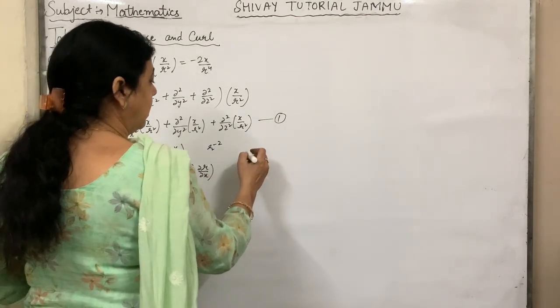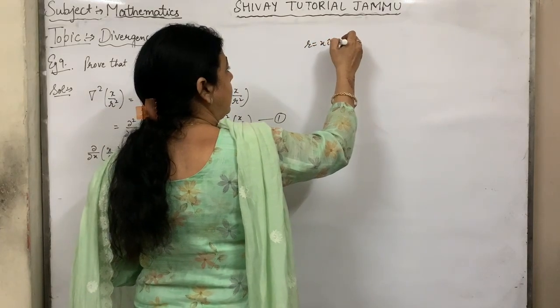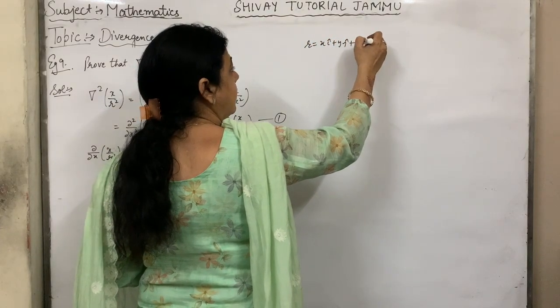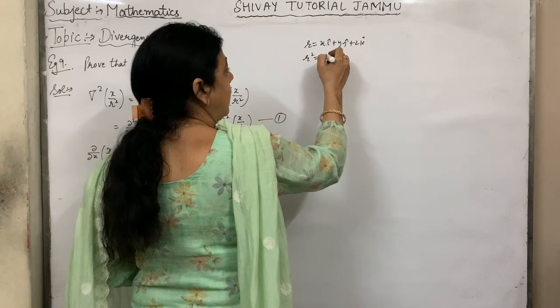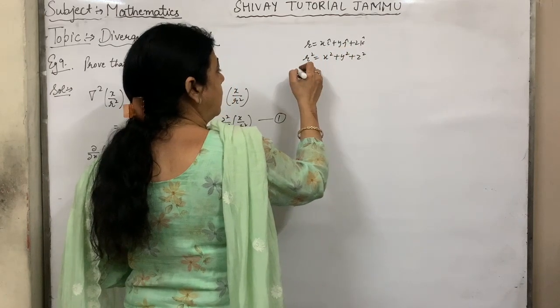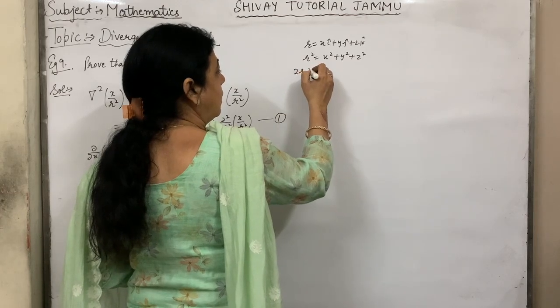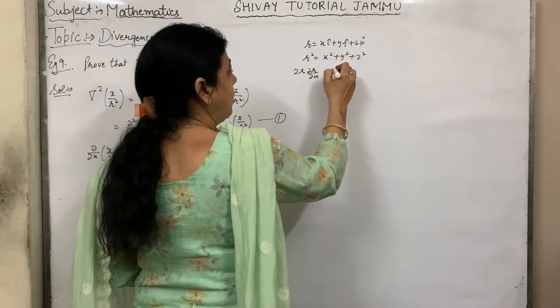What is ∂r/∂x? I have r as xi, yj and zk. r square is x square plus y square plus z square. Then differentiate with respect to x. So twice r ∂r/∂x will be 2x.